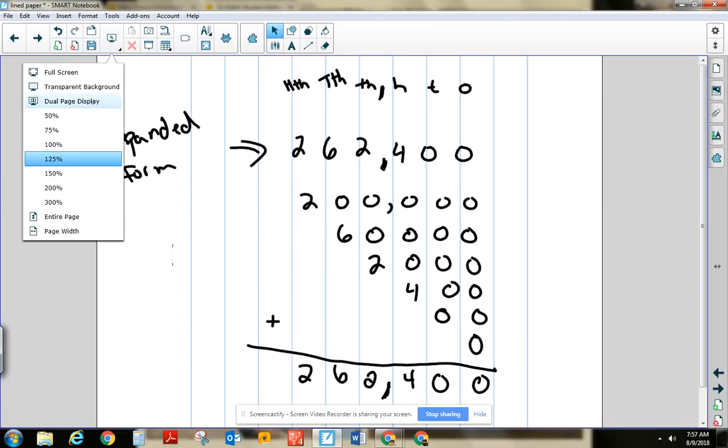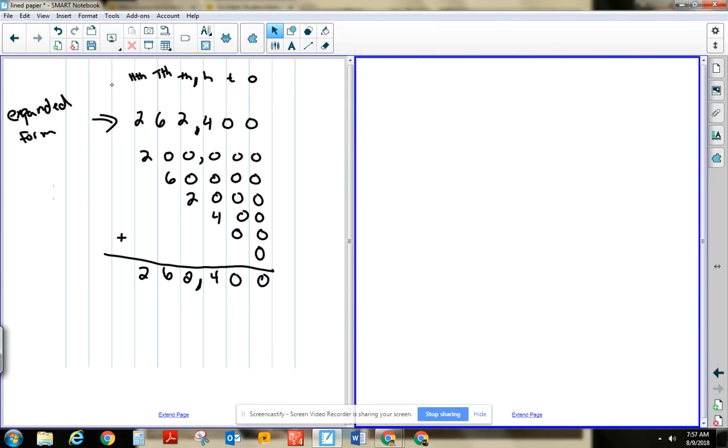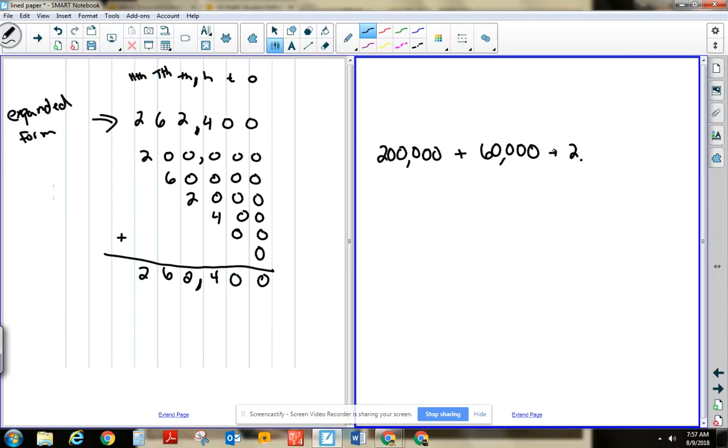Let's see. Second page so you can see. Lots of times you'll see it written out like this: 200,000 plus 60,000 plus 2,000 plus 400. This is not my favorite way of doing it. So anytime that you see expanded form horizontally, you got to rewrite it.